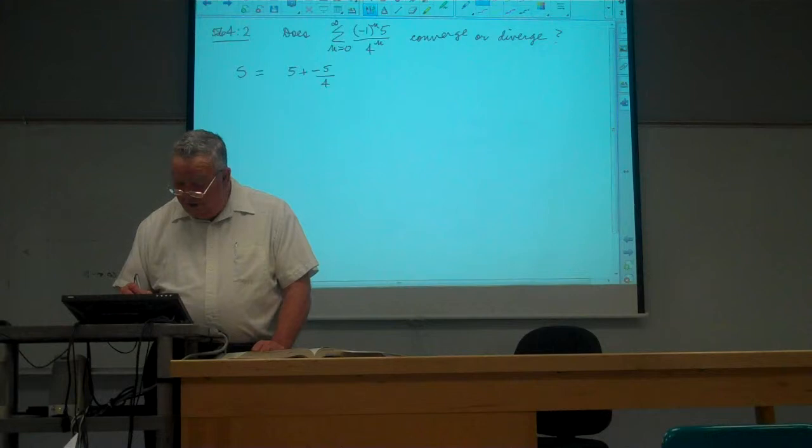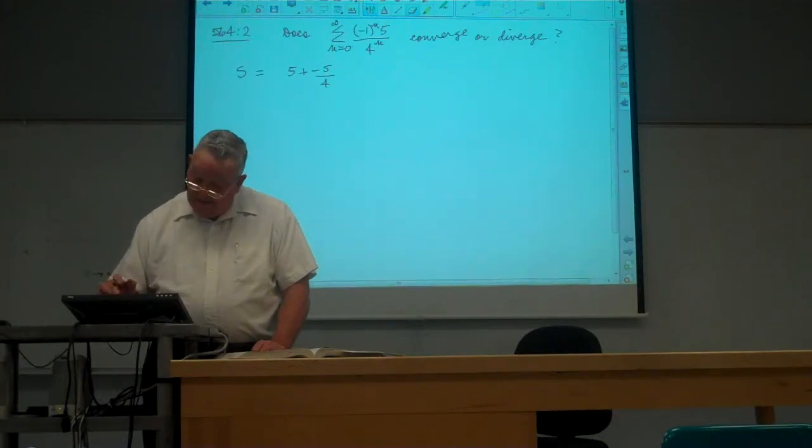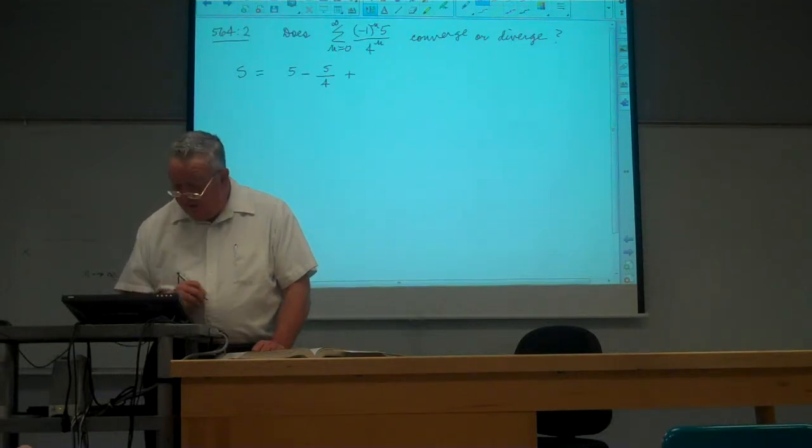Now n equals 2, doesn't that mean I get a plus sign here? And I get plus 5 over 16. Is that right? And then I get minus 5 over 64. And then I get plus.